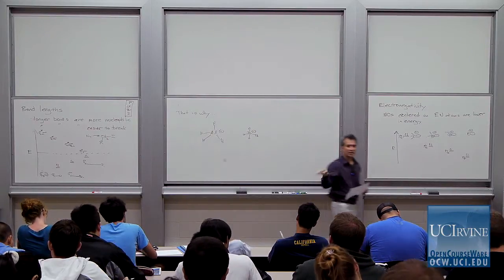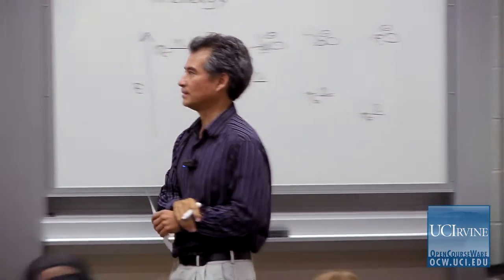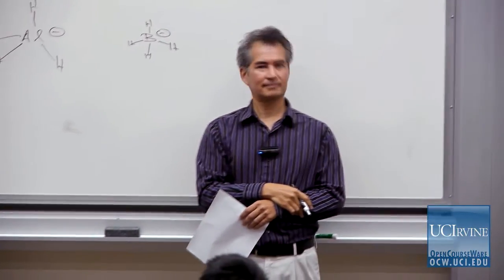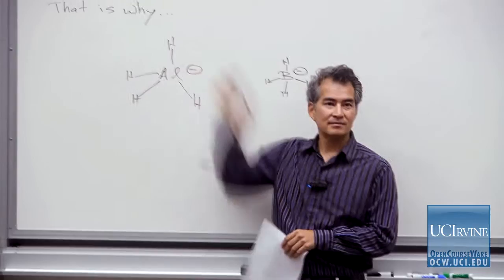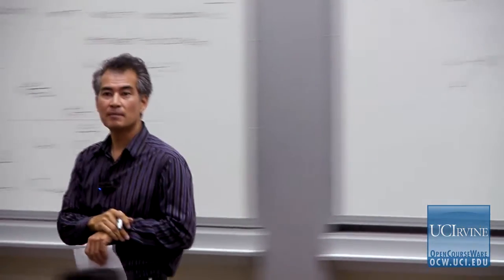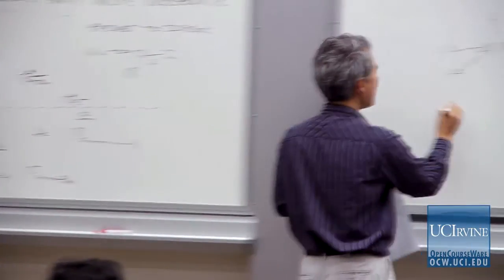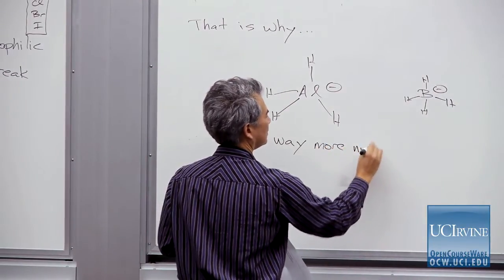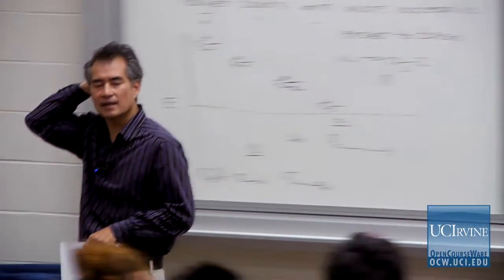Boron is a second row atom like carbon. Boron, carbon, nitrogen, oxygen, fluorine. Aluminum is a third row atom. Which of these do you think is more nucleophilic? These bonds are longer. These bonds are higher in energy. The aluminum hydride bonds are more nucleophilic. These bonds are way, way, way, way, way, way more nucleophilic. You could have guessed that just by looking at the fact that aluminum is in the third row and boron is the second row.